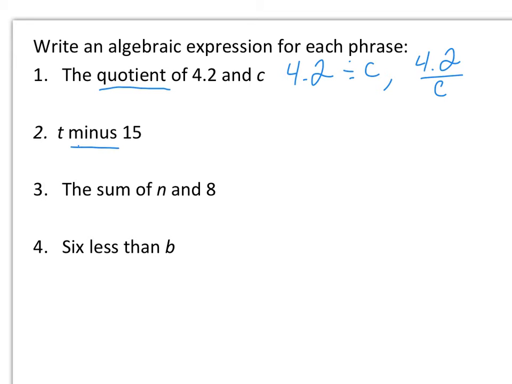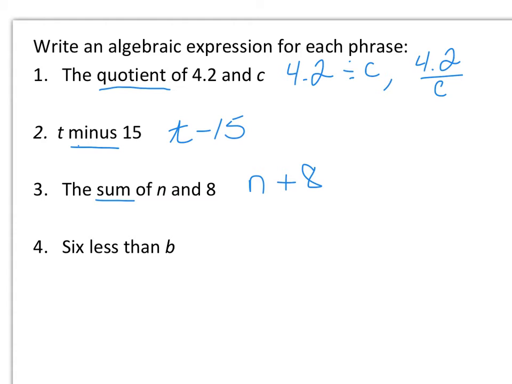Number 2 says t minus 15. Minus implies subtraction, and we're just going to write that as it's read left to right. So t minus 15. Number 3, the sum of n and 8. Sum tells us it's addition, so we'll go left to right again, n plus 8.